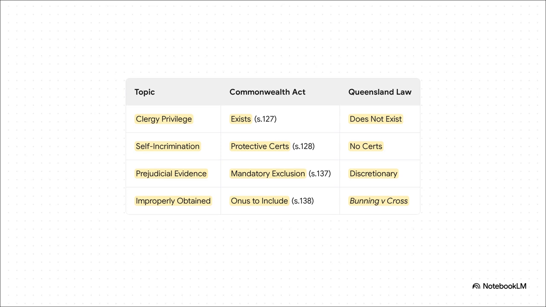Clergy privilege, yes for COTHA, no for QLD. Protective certificates, yes for COTHA, no for QLD. Prejudicial evidence, it's mandatory exclusion for COTHA, discretionary for QLD. And improperly obtained evidence, the onus is on the tender to include it under the COTHA, while it's a discretion to exclude in QLD. Get these 4 points down and you are well on your way.